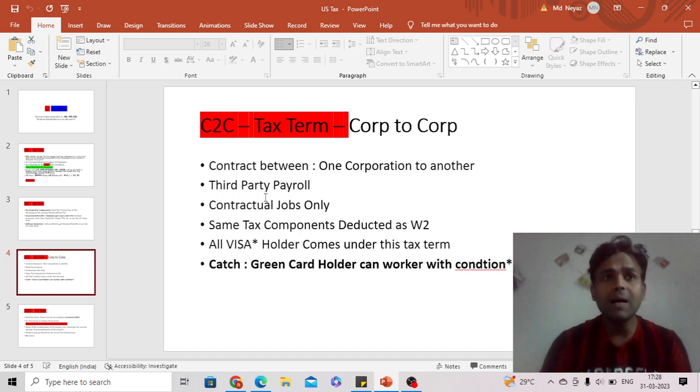So what visas fall under this tax term? All visa holders come under this tax term, but there is a catch. If you are working a contractual job, like working at Microsoft, but your payroll company is Accenture, right? That means your company Accenture is entitled to pay your tax, not Microsoft, right?